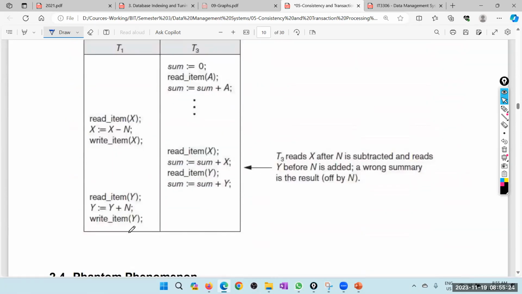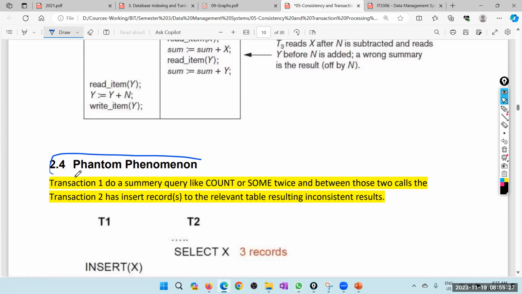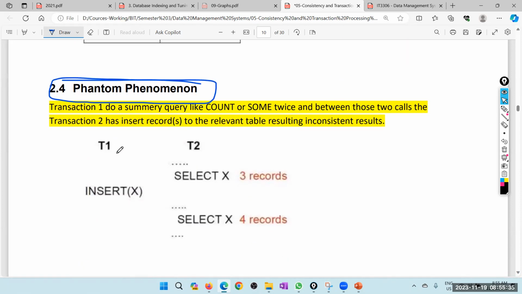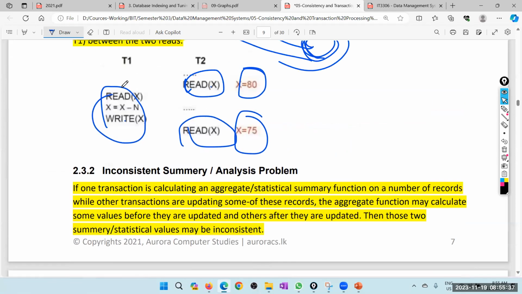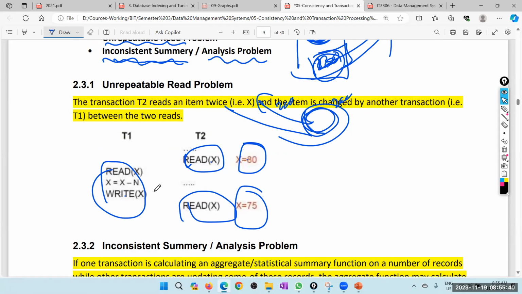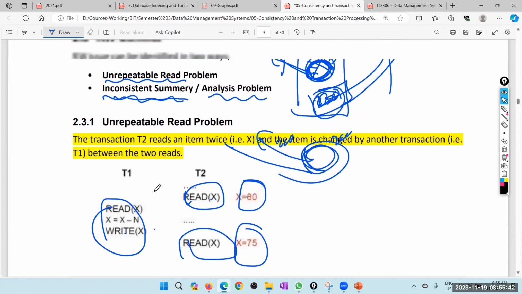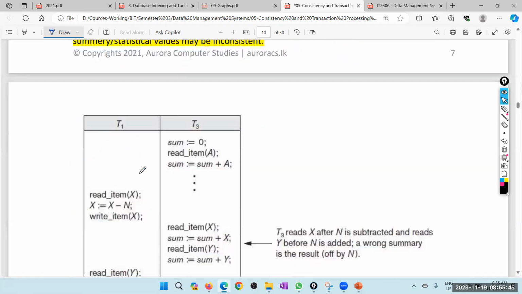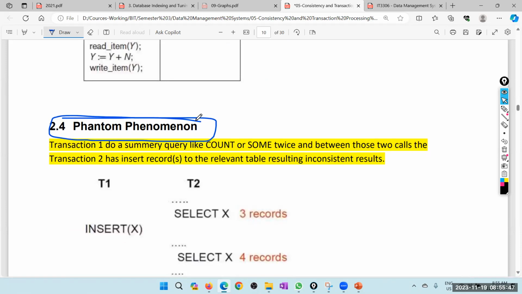Okay, so the final possible issue is the phantom issue. In the phantom issue, it's sort of a read-write. So remember, this is read-write: after you read, some other transaction has written. This is a special case of read-write, similar to read-write. But this is not actually the read-write issue.